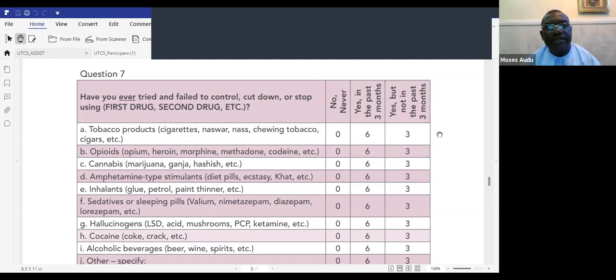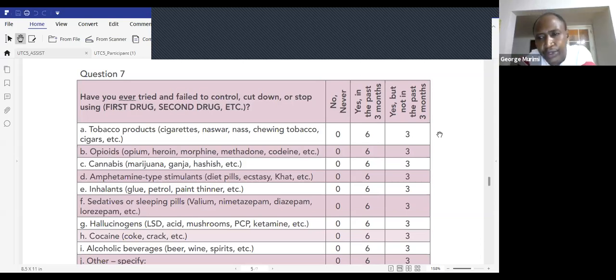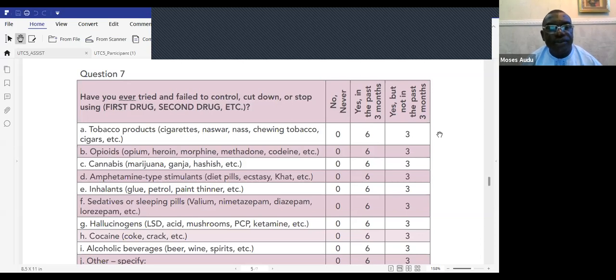What about the use of sedatives in the past 3 months? Have you ever tried to control, cut down, or stop using in the past 3 months, but failed? No, I've never tried to. Not at all? No, never tried to. Okay, thank you. What about your use of alcoholic beverages? Have you ever tried, but failed to control, cut down, or stop using alcoholic beverages in the past 3 months?